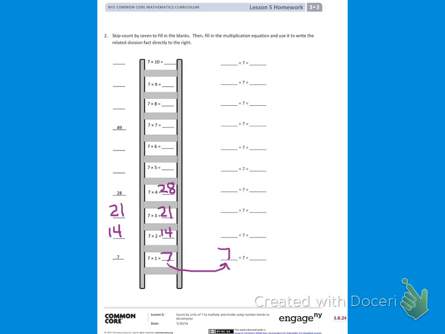That means if I have 7 items and I put them in 7 groups, how many are going to be in each group? Let's see. 1, 2, 3, 4, 5, 6, 7. Okay, there are my 7 groups. I have 7 items, and I'm going to divide them up equally in 7 groups. 1, 2, 3, 4, 5, 6, 7. Now let's look. How many are in each group? 1.